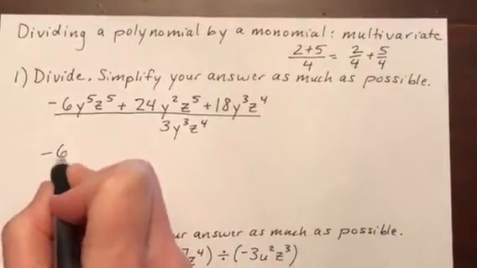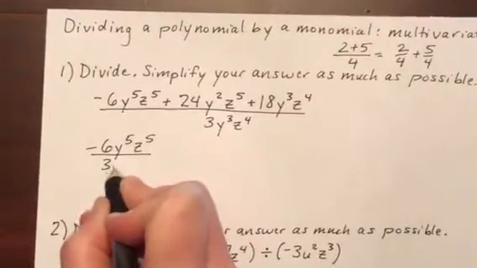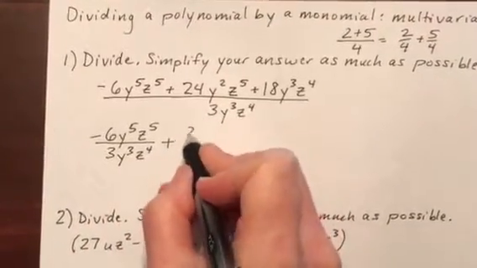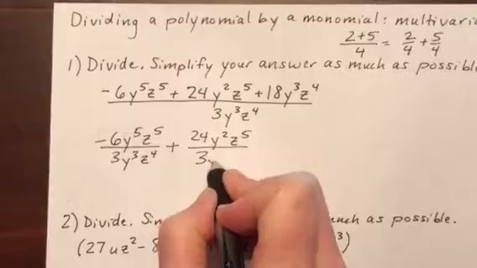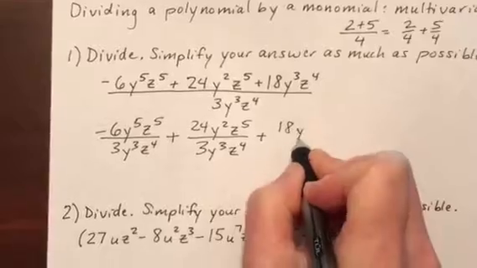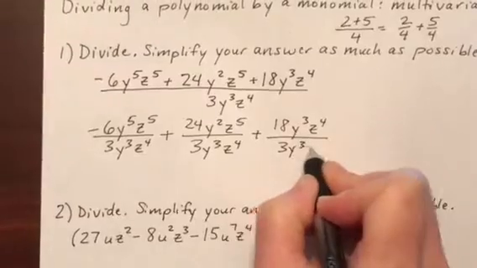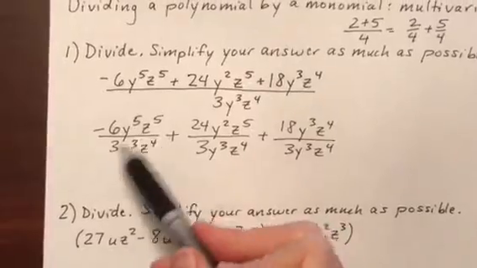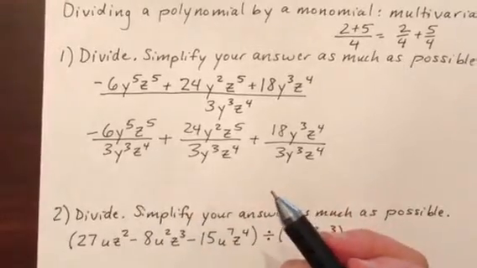So we have -6 y to the 5th z to the 5th over 3y to the 3rd z to the 4th. That's our first one. Plus 24 y squared z to the 5th over 3y to the 3rd z to the 4th plus 18 y to the 3rd z to the 4th over 3y to the 3rd z to the 4th. So now I want to cancel out common factors in each fraction so that I can get each fraction to be as simple as possible.